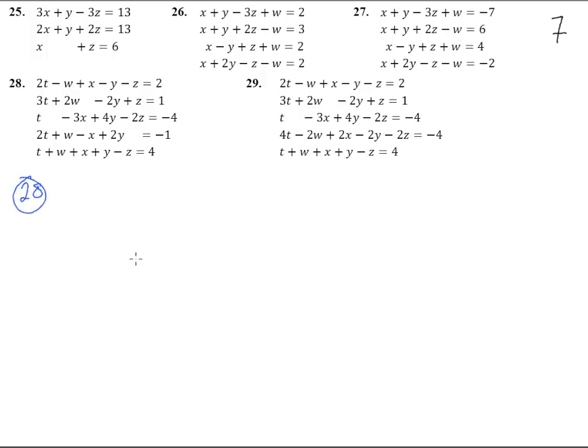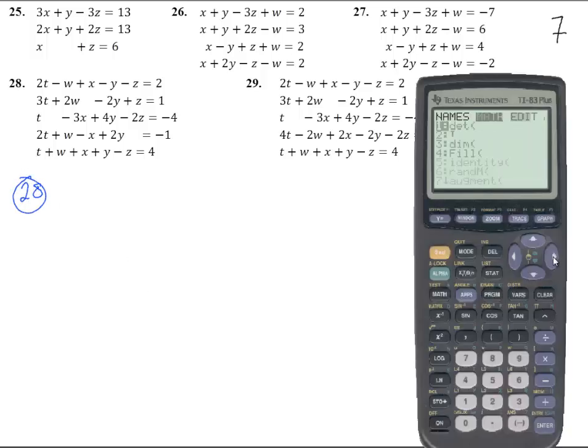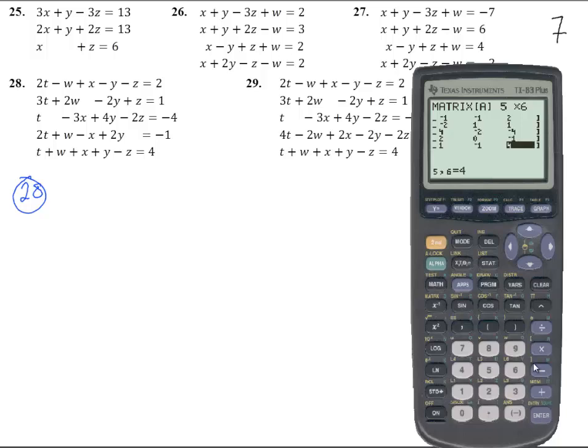Number 28. We have to go in and edit matrix A. It is now going to be a 5 by 6. So we've now just entered in the matrix for number 28. Go ahead and quit. Now, just to make sure I entered it in right, that was a big matrix, let's just double check. I'm just going to hit enter here, and that'll just say matrix A. I want to see it, make sure I got it right.